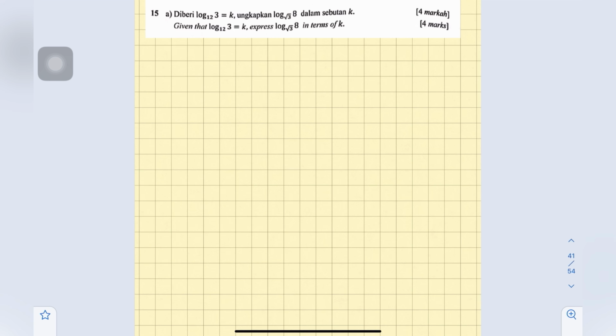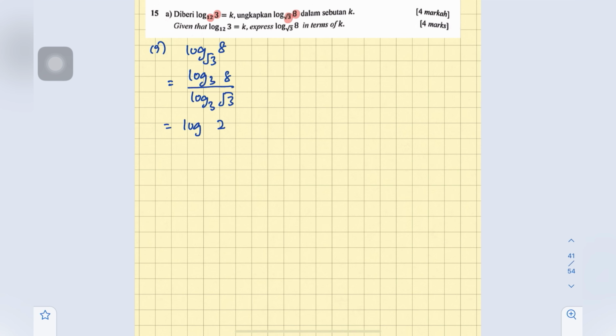Okay, from the question, here we have the numbers 12, 3, 8, and 3. So my idea is to equate the base to base 3 for both equations. So the first one, here is log 8 base 3. I convert into base 3. So log base 3, log base 3, so this one 8, this one 3.